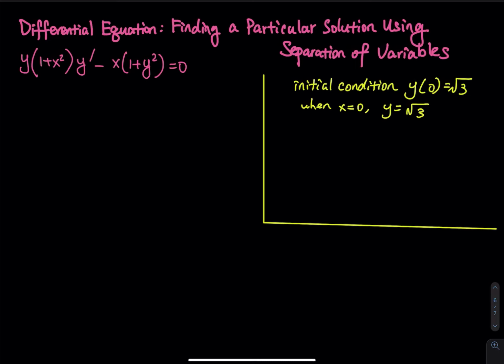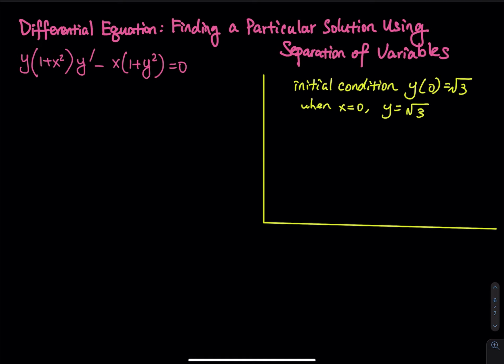In this video, I have a differential equation: y times (1 plus x squared) times y prime minus x times (1 plus y squared) equals 0. First of all, I want to find a general solution of this differential equation, and then I will use the given initial condition to find a particular solution for the general solution.